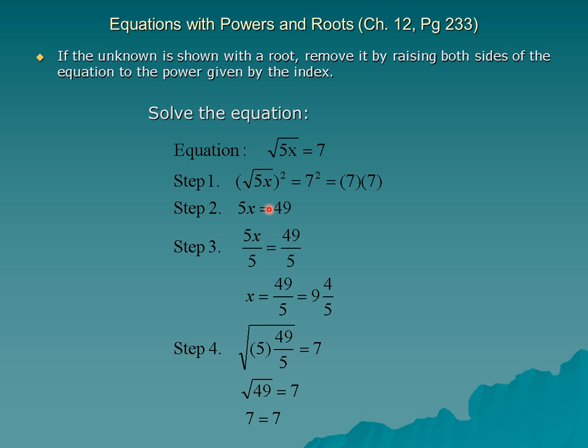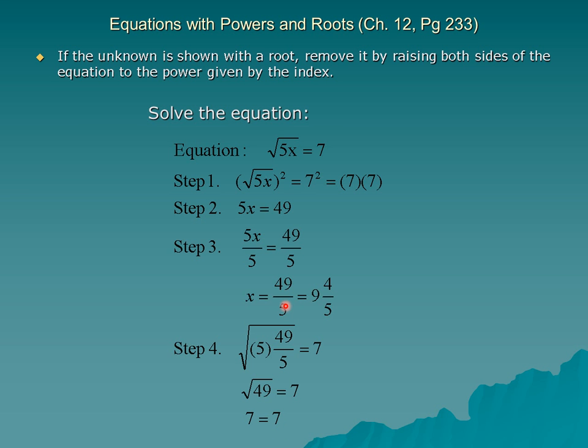Then the left side becomes 5x, the right side is 49. You divide both sides by 5 because you want to get rid of this 5. When you do that, you will get x equals 49 over 5. If you apply it to the original equation, you will see the left side and right side are equal.